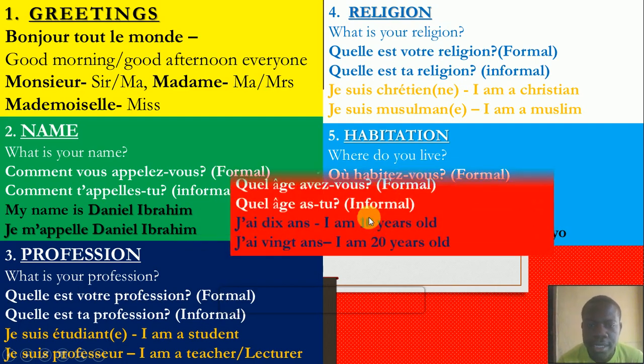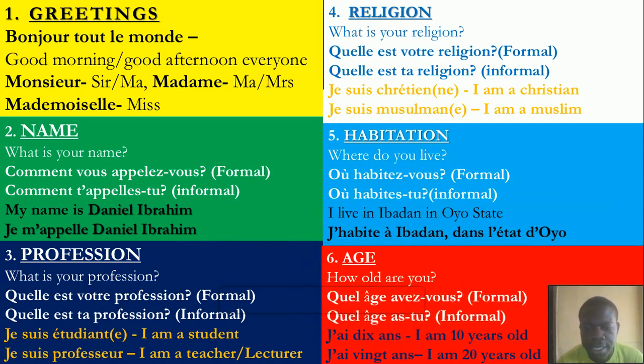We are going to the next step now, which is number 6, age. One of the most important ways we can introduce ourselves. If you want to say, how old are you? One of the best ways of asking the question in a formal way is, quel âge avez-vous? Meaning, how old are you? Now, in an informal way of asking the question, you may say, quel âge as-tu?